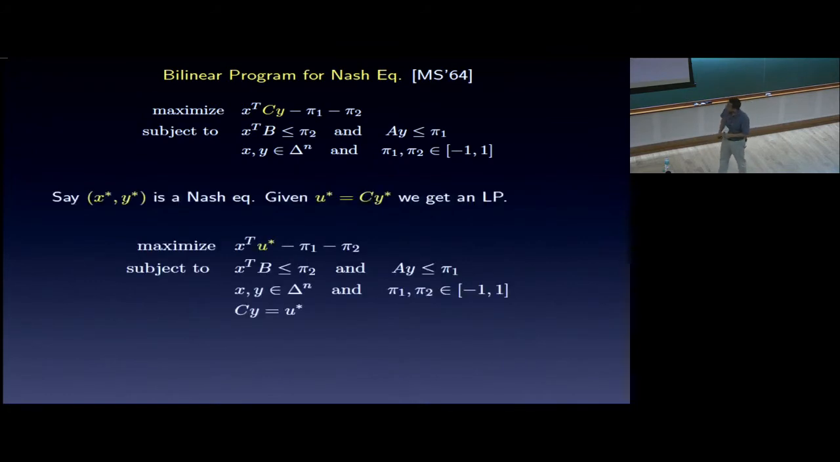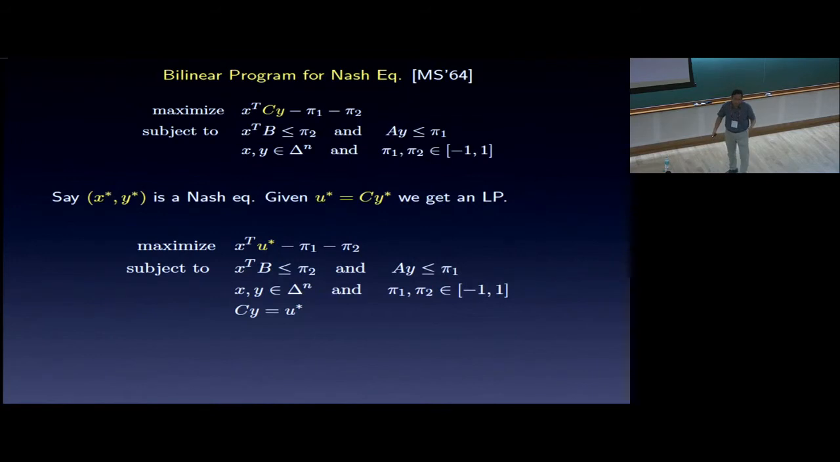So here's a nice idea. Say X star, Y star is a Nash equilibrium of this game. I don't know what X star, Y star is, otherwise I'd be done, but it exists. That's Nash's theorem. Now, say magically an oracle gives you this vector U star, which is C, the sum of the two payoff matrices, times this Y star, the probability distribution of the second player in the Nash equilibrium. So if I give you this vector U star, then you are golden.